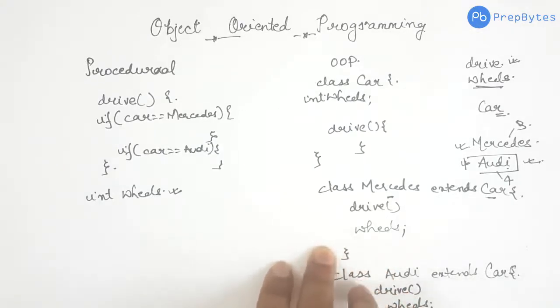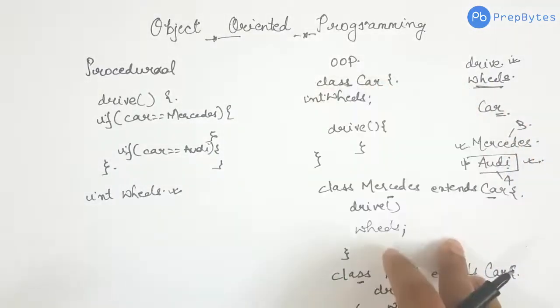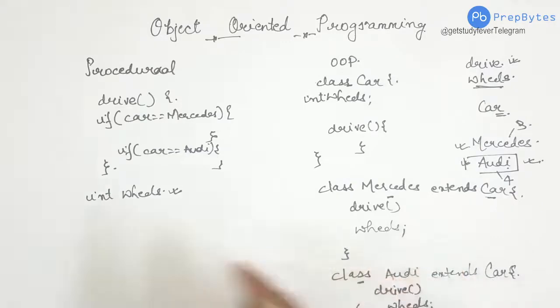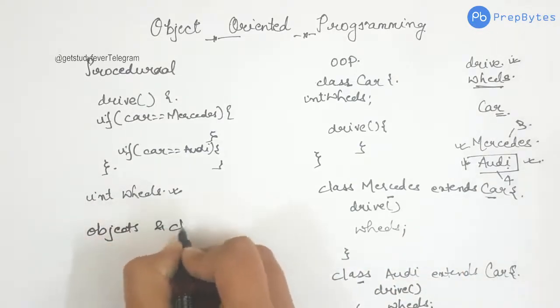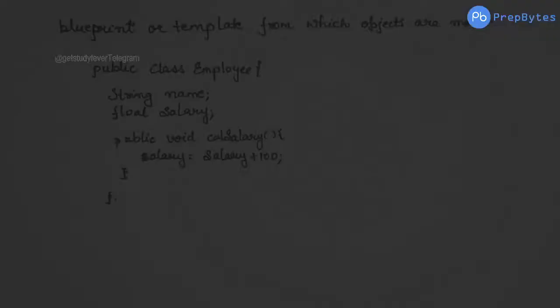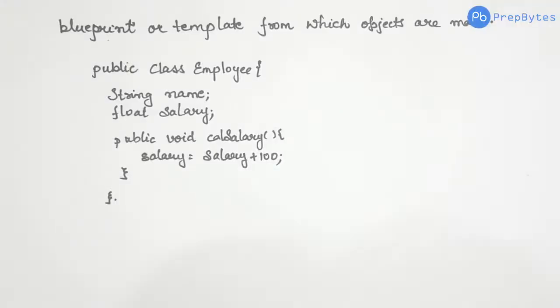Now let's try to understand the very basics of object-oriented programming. We have already seen a glimpse of it, which is a class. Now let's go on to discuss the base of object-oriented programming, which is objects and classes. So first let's discuss class. We have seen a bit of class till now. So let's try to define what a class is.